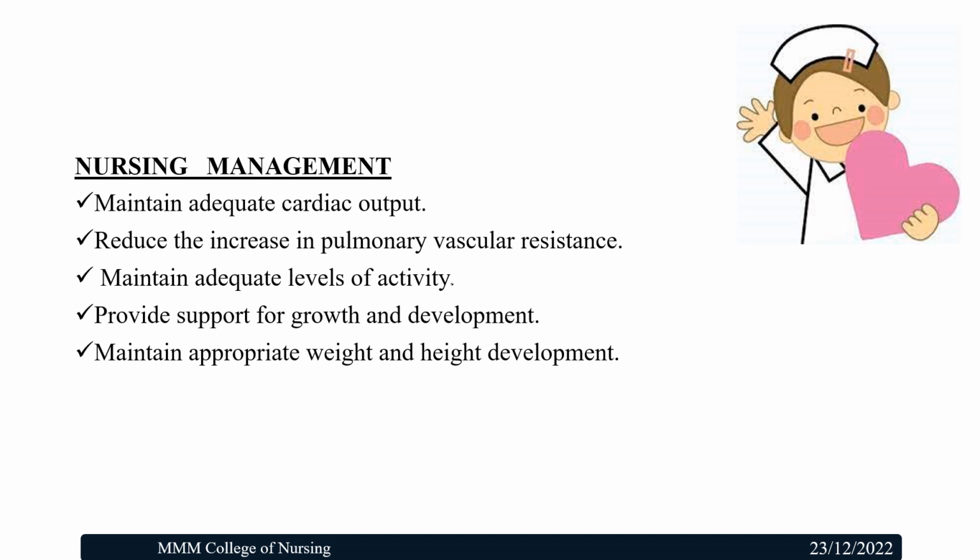Coming to the nursing management, you have to maintain adequate cardiac output, reduce the increase in the pulmonary vascular resistance, maintain adequate levels of activity for the child, provide support for growth and development, and maintain appropriate weight and height development on a growth chart. These are the important nursing management measures to be followed.